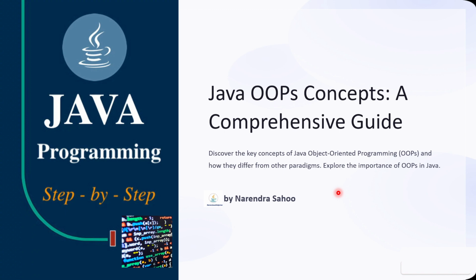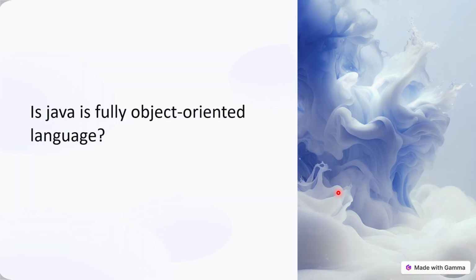Okay, so Java is a fully object oriented language. Is it a fully object oriented language or not? What is an object oriented language? A language where everything is treated as an object, then we can say it is an object oriented language. Java is not a fully object oriented language.